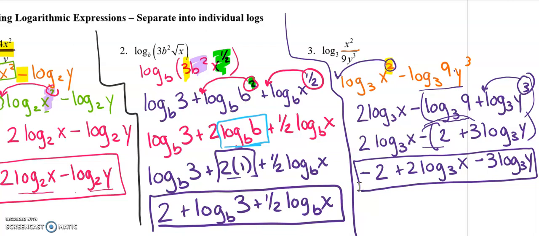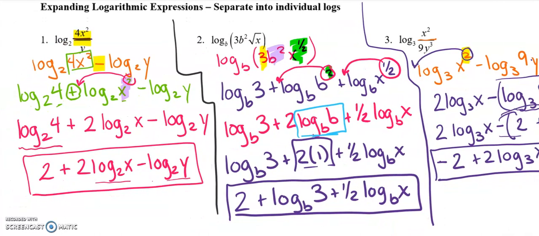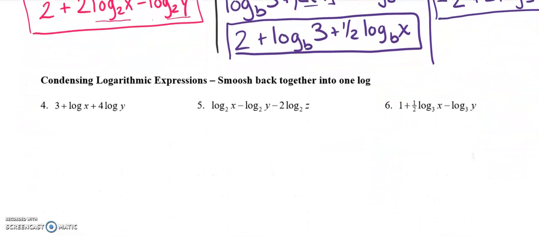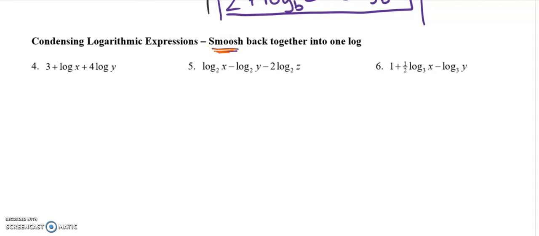Now, let's look at going the opposite direction. So instead of expanding them into the separate individual logs, what if we want to take the separate individual logs and smush, technical term there, smoosh them back together? All right, so what are we going to do? First of all, we've got log, no base there, it's really the common log base 10, that's not till tomorrow's stuff, and we've got 4 log of y.